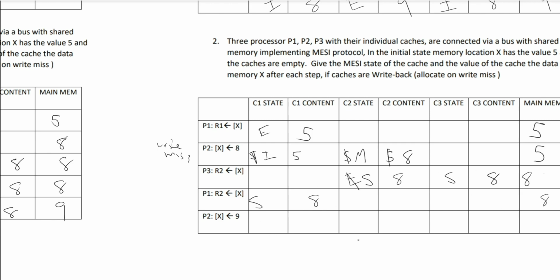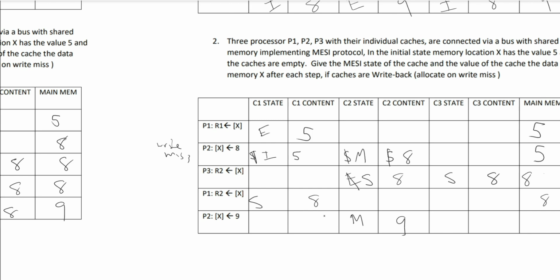Okay, and then finally, processor 2 is going to do a write, but it's write back policy. So you update the cache, but you don't update main memory. So this will go from S to modified. This will turn into a 9.